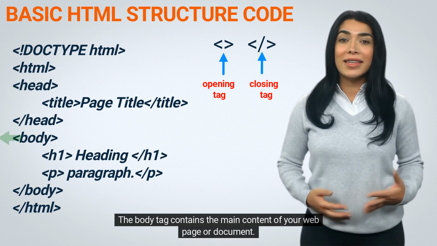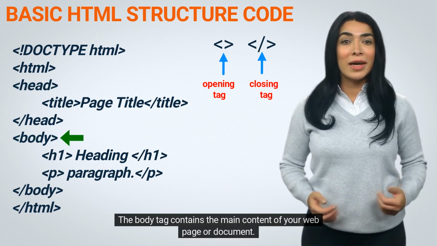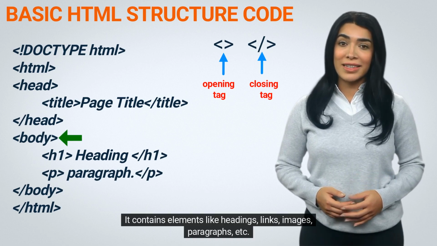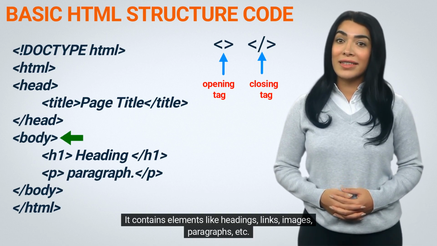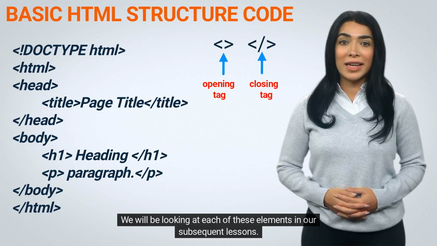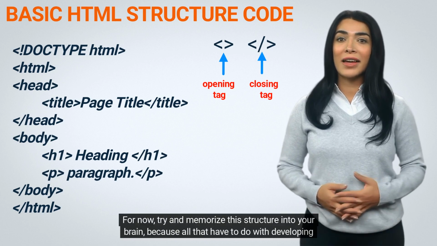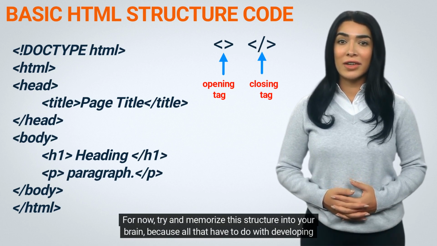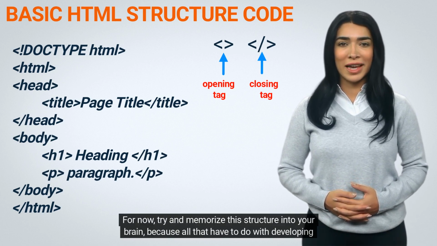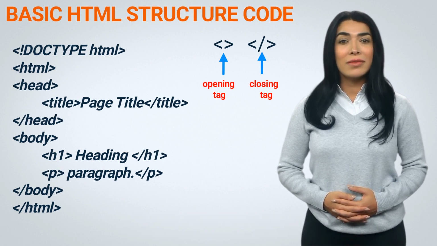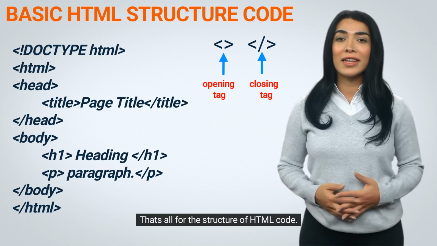The body tag contains the main content of your web page or document. It contains elements like headings, links, images, paragraphs, etc. We will be looking at each of these elements in our subsequent lessons. For now, try and memorize this structure into your brain, because all that have to do with developing websites evolve around this structure. That's all for the structure of HTML code.